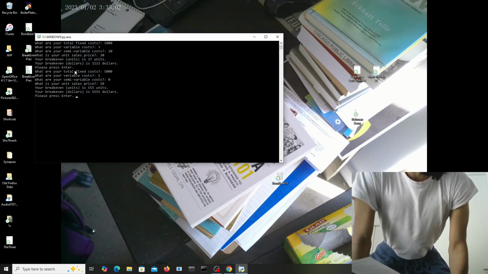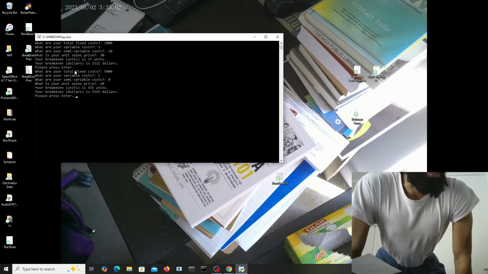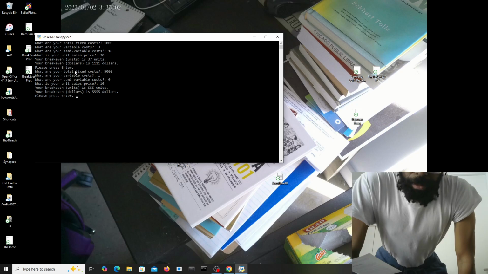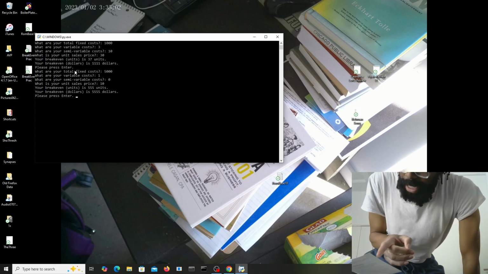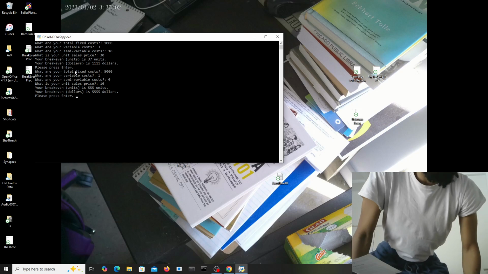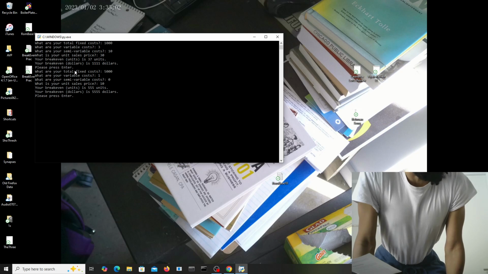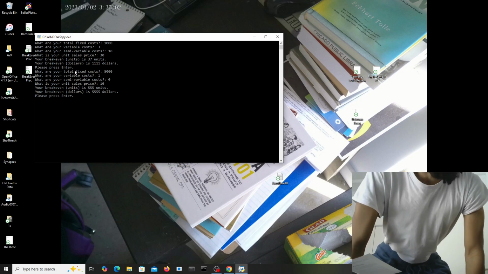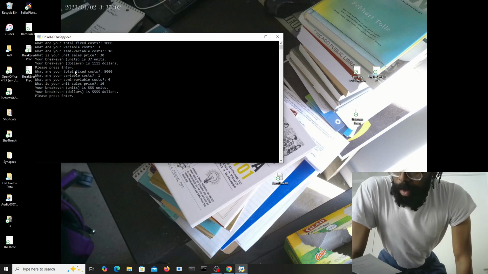So it did round down because it's an integer and not a floating point number. I did the example from the book and I got basically the same answer. They rounded up 1 unit and $1 instead of rounding down. But such is to be expected.